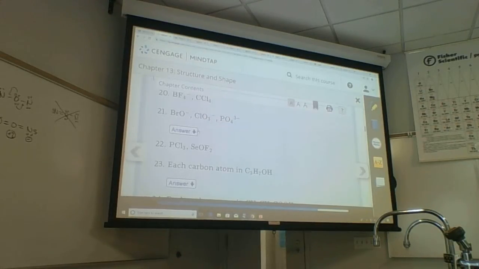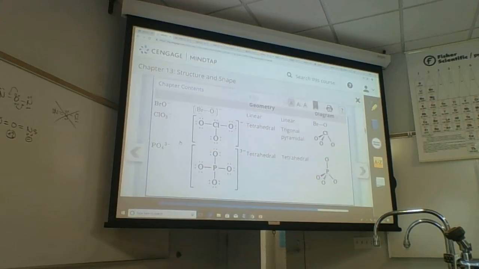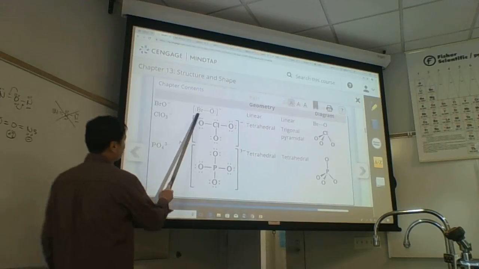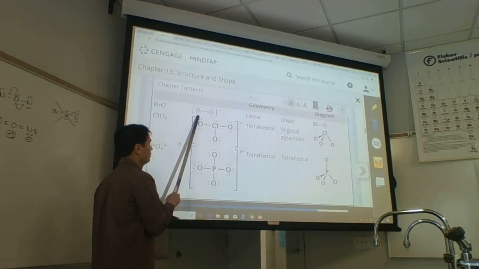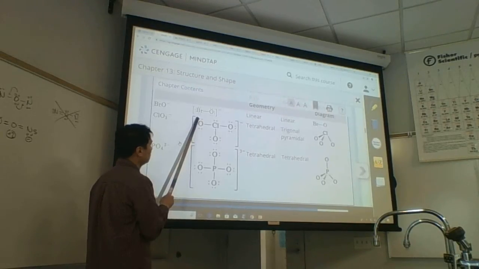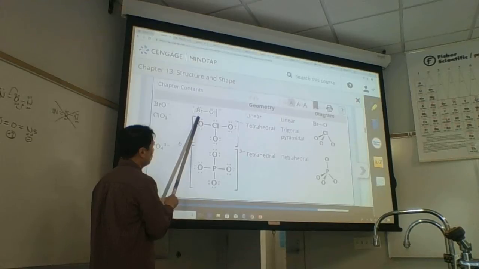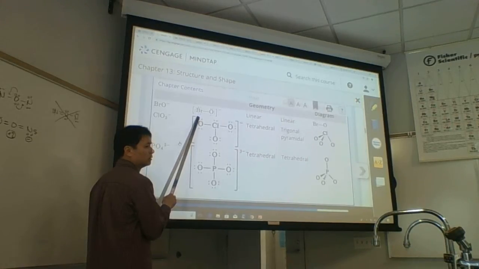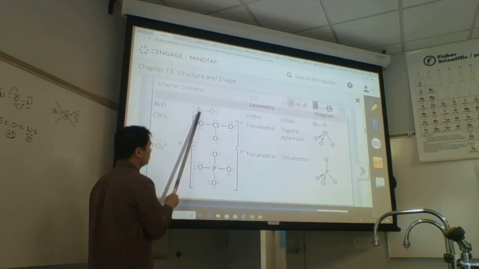Okay, let's take a look at some of these here. We're going to look at hypobromite. What's the EPG on bromine? Well, how many groups of electrons around bromine? 4. 3 lone pairs and 1 bond. That gives it what EPG?